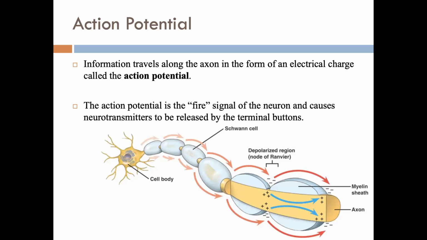So again, we'll talk about action potential tomorrow and how the firing of a neuron kind of relates to a toilet, which is really weird to think about, but it actually makes sense when we break it down. So action potential is just really that first fire, that first signal being sent down the neuron, this process of information being sent down the axon.